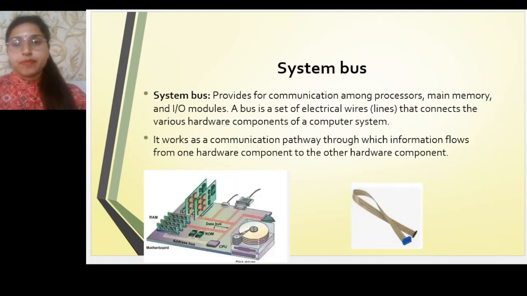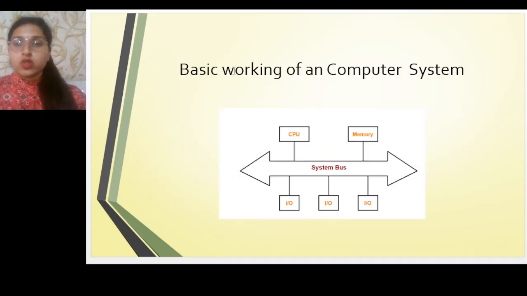Next is your system bus. System bus is a communication line which provides for the communication among the processor, main memory, and the IO modules. It is nothing but a set of electric wires. There are various components placed on the motherboard, and you require the system bus so that communication happens between these components. So the basic working consists of CPU, memory, system bus, and IO module, and whatever computation is done, it is done with the collaboration of all these.